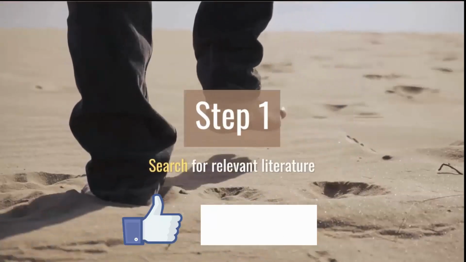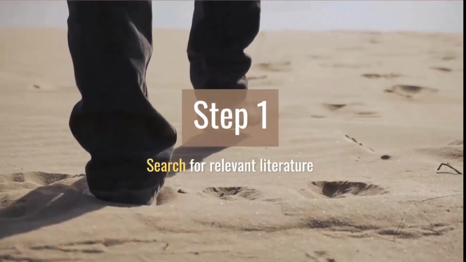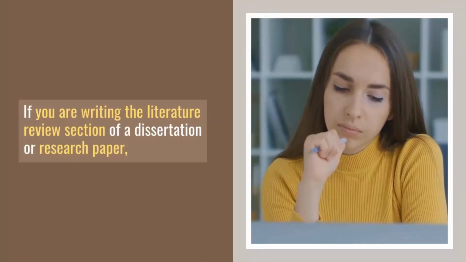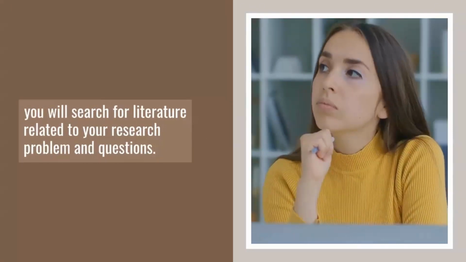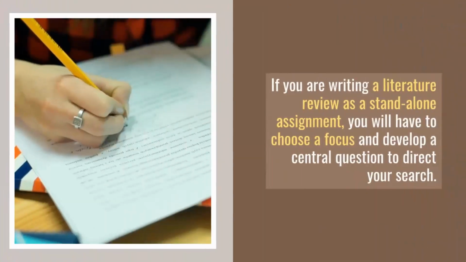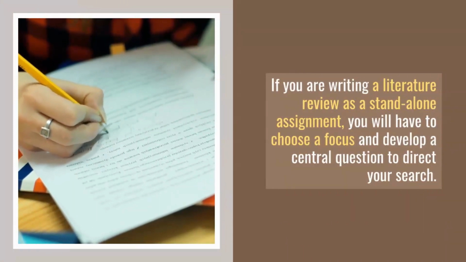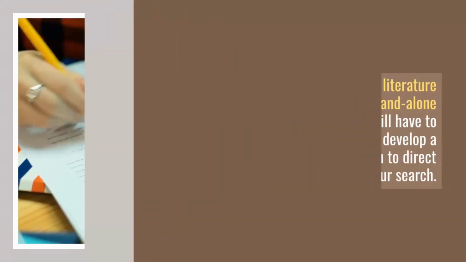Step 1. Search for relevant literature. Before you begin searching for literature, you need a clearly defined topic. If you are writing the literature review section of a dissertation or research paper, you will search for literature related to your research problem and questions. If you are writing a literature review as a standalone assignment, you will have to choose a focus and develop a central question to direct your search.